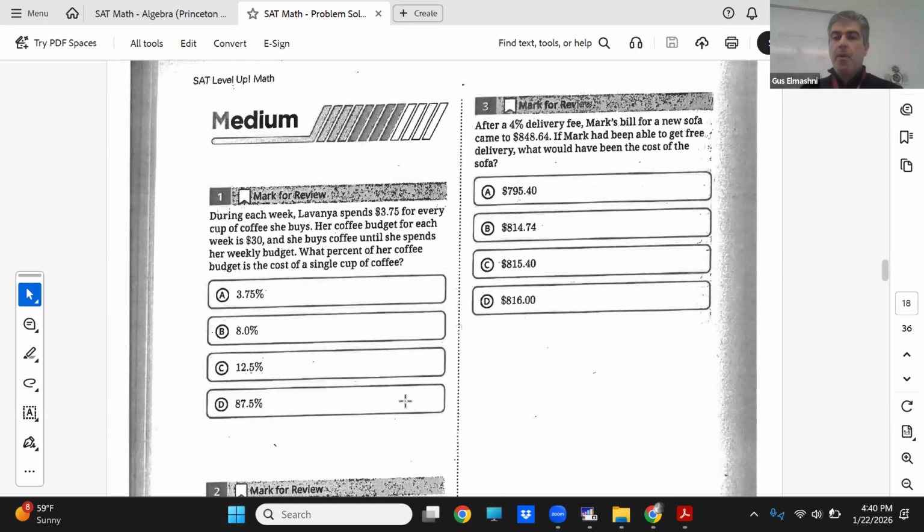Next one. Mark's bill for a new sofa came out to that much after the 4% delivery fee. If you were able to get free delivery, what would have been the cost of the sofa? So let's do X is Mark's sofa plus 4% of the sofa equals 848.